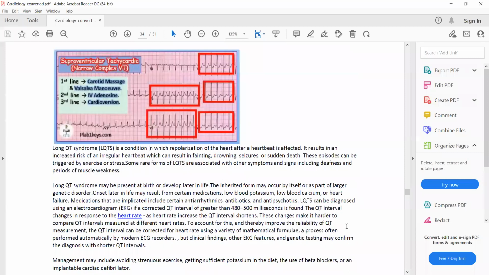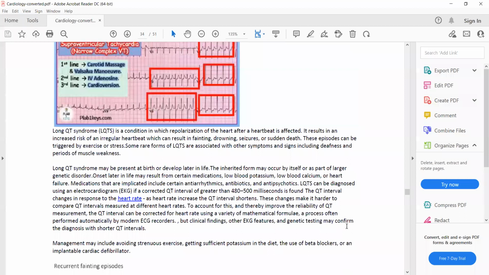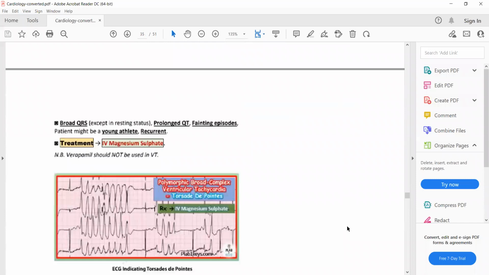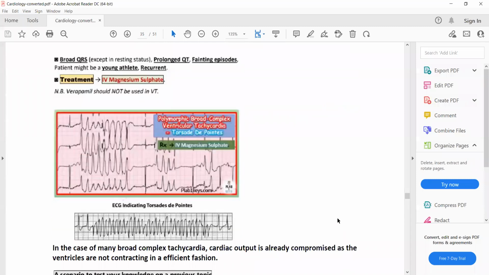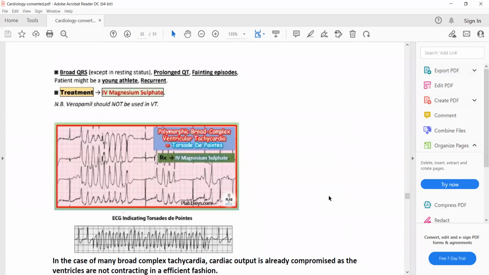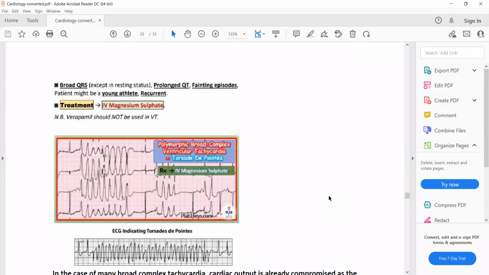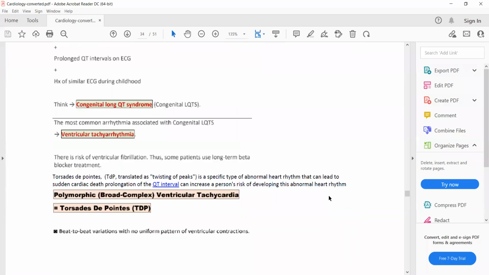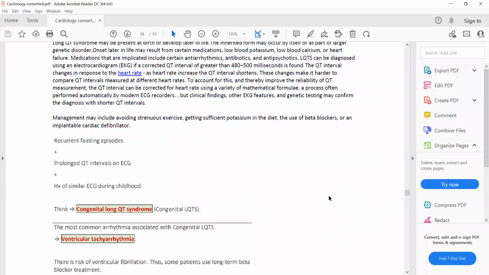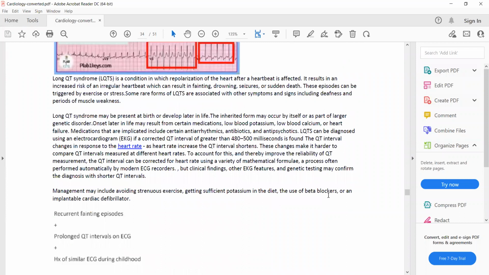So Torsades de pointes is basically polymorphic broad complex tachycardia, as shown in this diagram as well. Torsades de pointes can be caused by drugs, as well as by a syndrome known as long QT syndrome. Long QT syndrome can lead to Torsades de pointes and ventricular tachycardia as well.